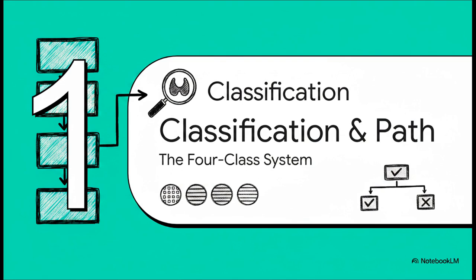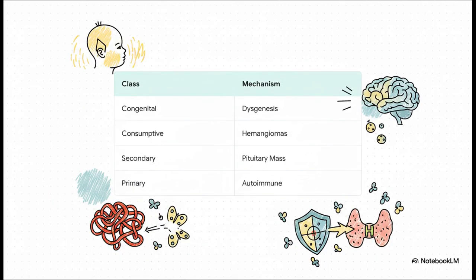All right, let's jump right into Section 1, Classification and Pathogenic Framework, specifically focusing on the four-class system. So before we even think about looking at a patient's symptoms, we have to ground ourselves in the strict four-part pathogenic framework. It literally dictates every downstream clinical decision you're going to make. Let's break down the four classes.